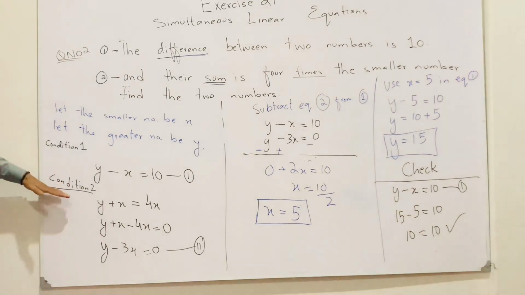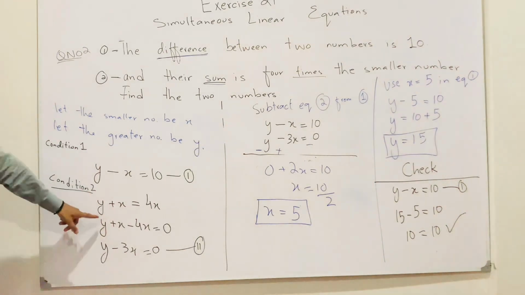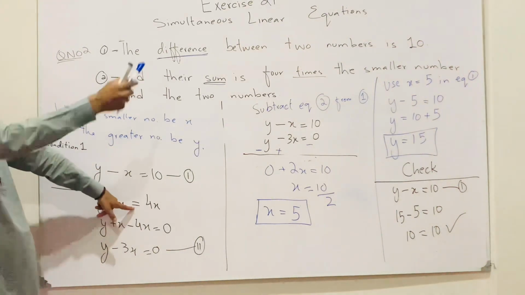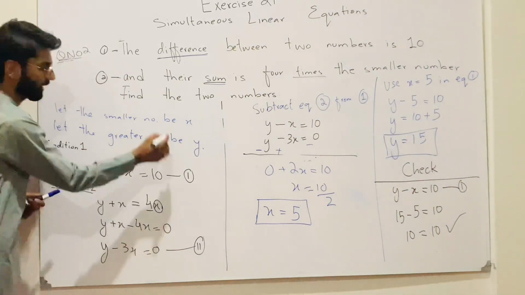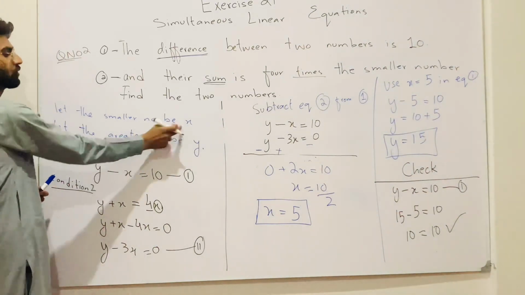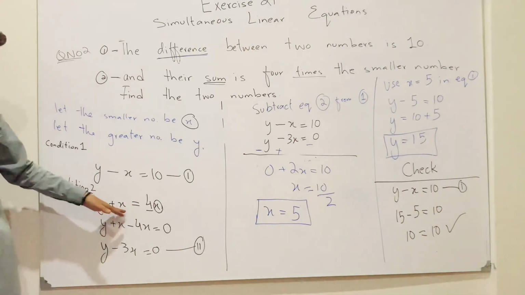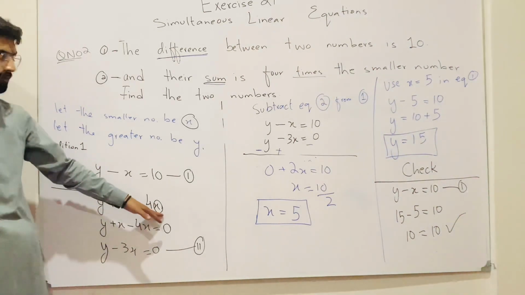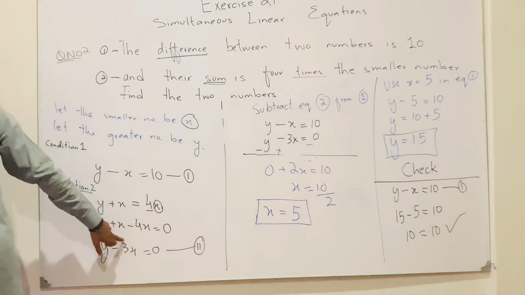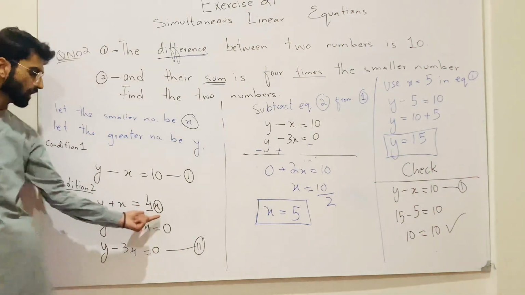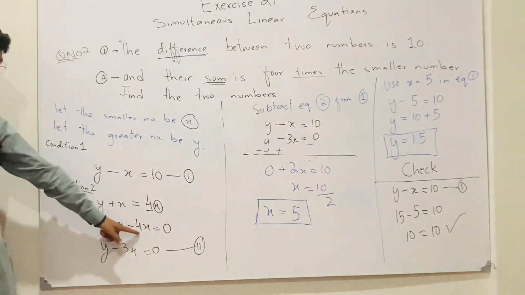According to condition number 2, their sum means plus in maths. So their sum is 4 times the smaller number. We have supposed our smaller number to be x. Now I had one x on the left hand side and one x on the right hand side, and I wanted the variable x on one side of the equation. So I brought this 4x to the left hand side, and it became minus 4x.